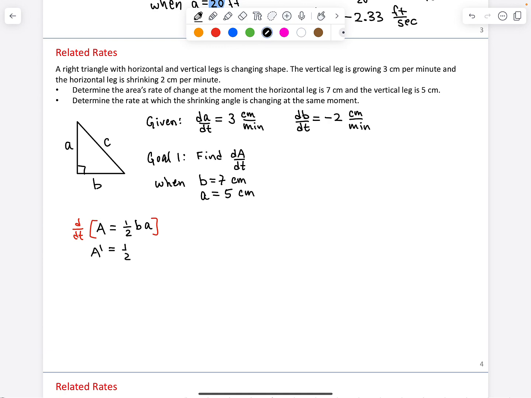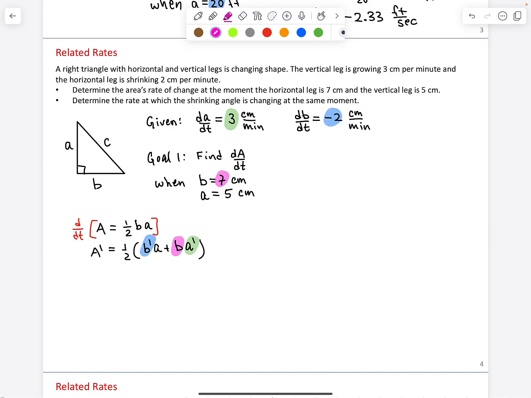The 1/2 will stay, and then to differentiate b times a, I need to use the product rule. So we have the derivative of the first times the second, plus the first times the derivative of the second. And now I'm ready to do substitutions. We know dA/dt, which is A prime, will be 3. We know dB/dt, which is -2, will be B prime.